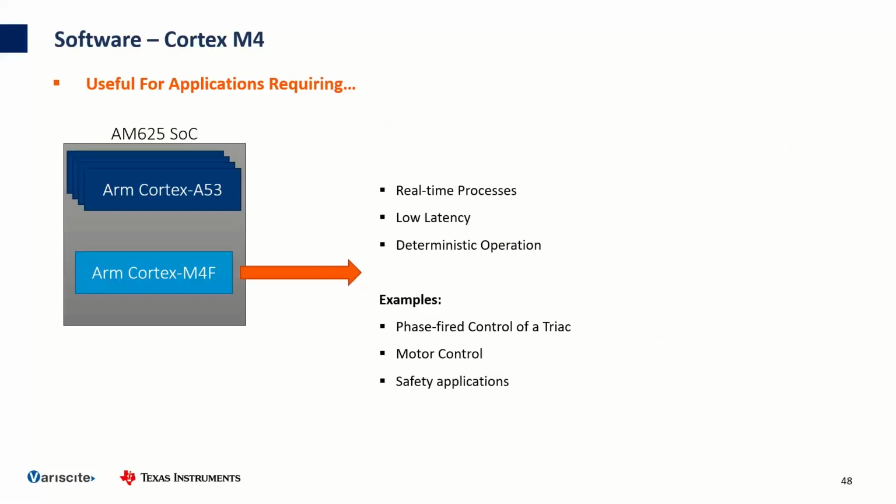Okay, and now the last point that we want to talk about is the Cortex-M that is within the SoC. Cortex-M allows real-time processing with low latency and deterministic operation. As you may know, Linux, although very efficient nowadays, cannot be certified to be a real-time operating system. So whenever there is a strict requirement about real-time operations, the Cortex-M may help, for example, for motor control, safety applications, or to control the triac or whatever.